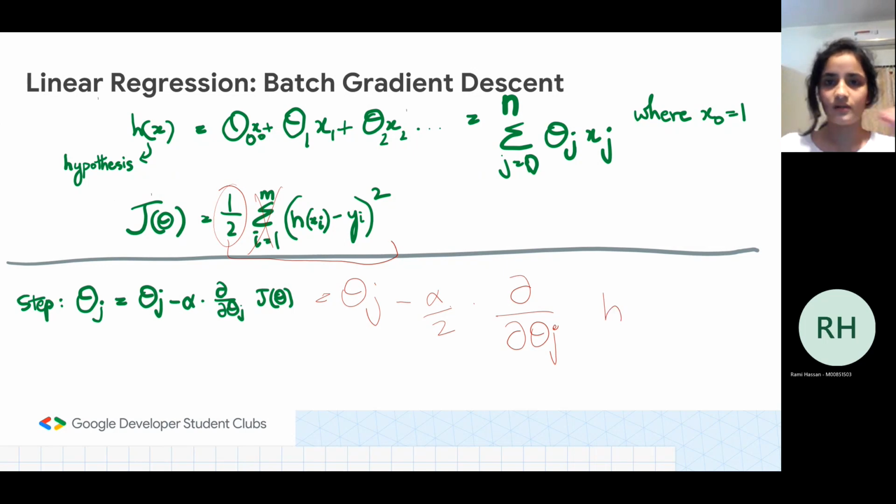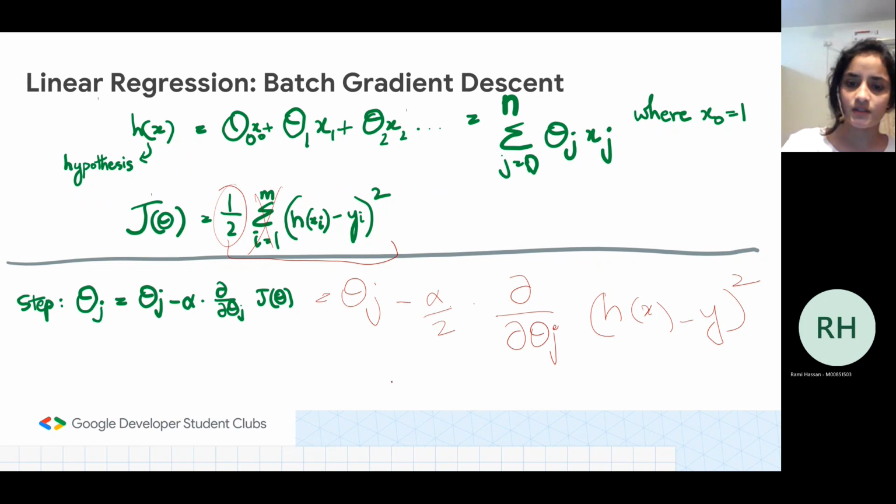I'll just not include the sum part. We'll put it back in the equation later. So we have this line, and this is the cost function, right? So partial derivative, if you don't remember what partial derivative is, let me just explain that a little bit for you.